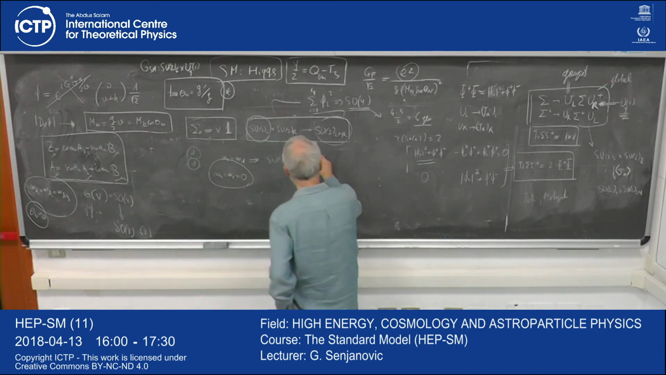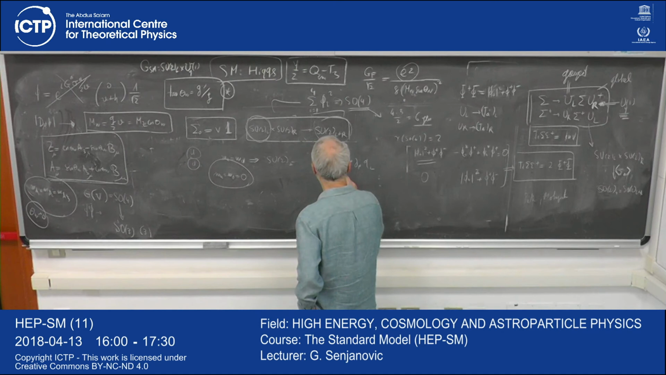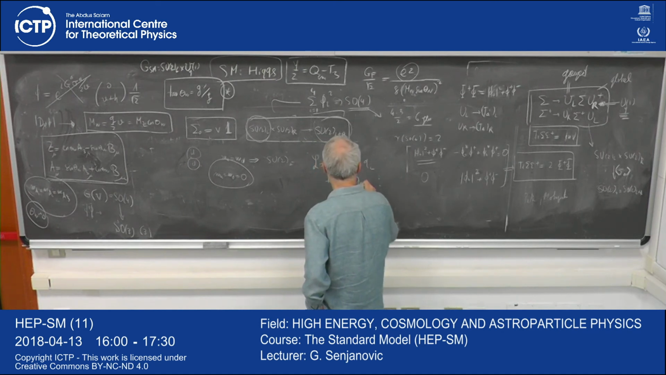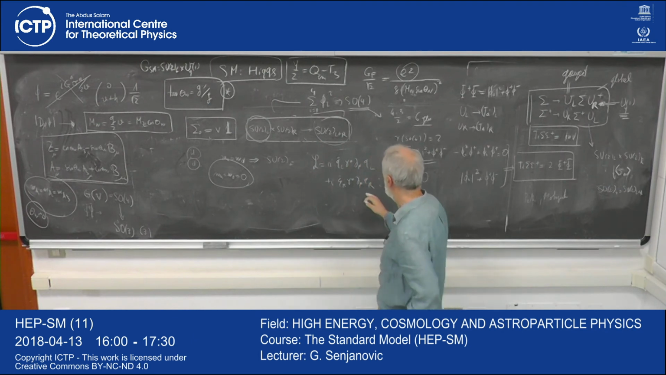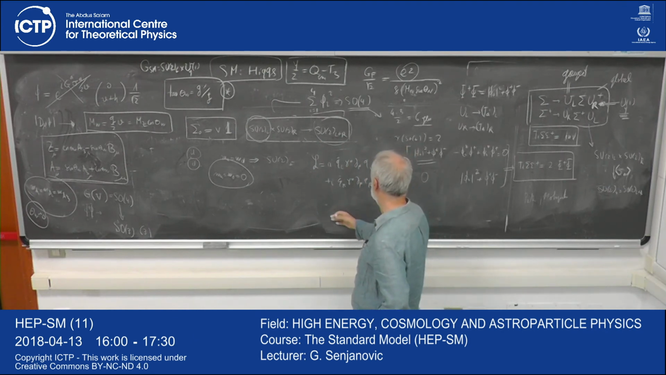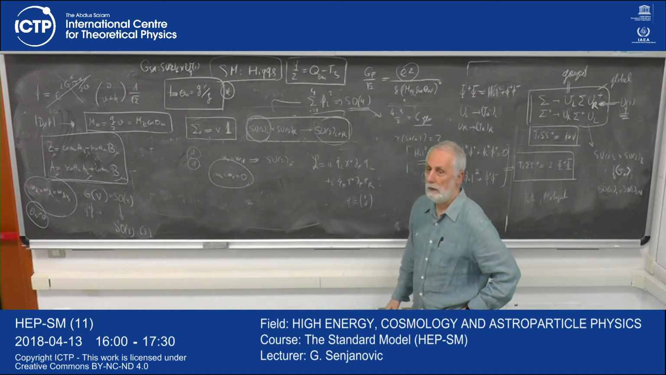The Lagrangian would look like this. I could write it as i QL bar gamma mu d mu QL, plus i QR bar gamma mu d mu QR. I'm just thinking of kinetic energy, forget for the moment interactions. And Q, of course, is (u, d). It has more symmetry than SU(2). What is it?